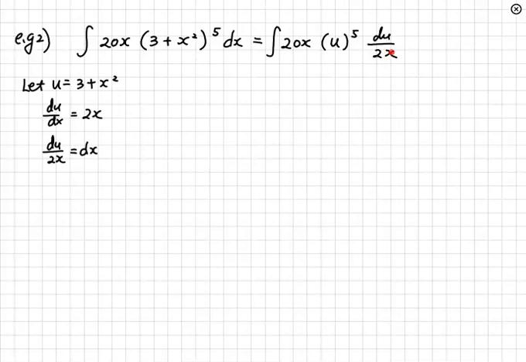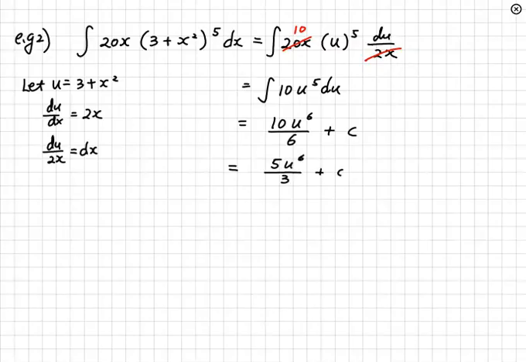Now you notice that we can actually simplify this, which will give me 10. So therefore we have integration of 10u to the power of 5 du. Everything is in terms of u, which is good, and we're going to integrate it. So we have 10u to the power of 6 on 6 plus c. Simplify further. Now at the end, you must sub u equals 3 plus x squared back. So we have 5 on 3, bracket 3 plus x squared to the power of 6 plus c.